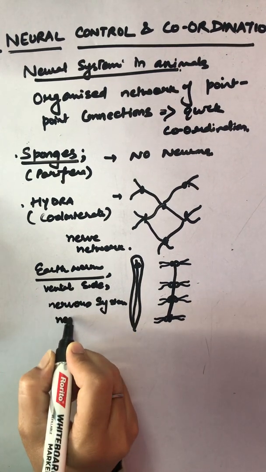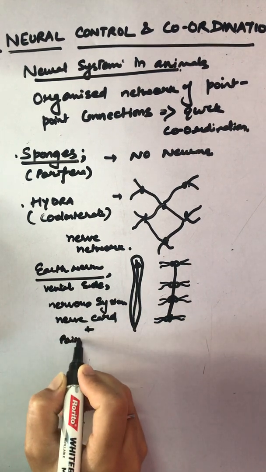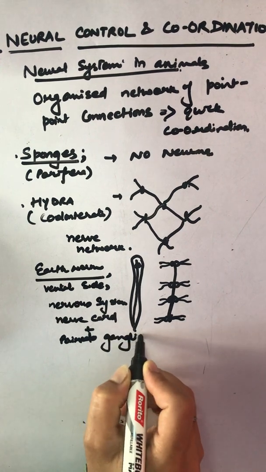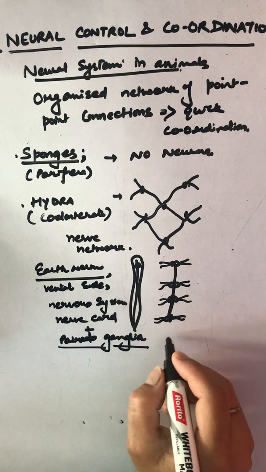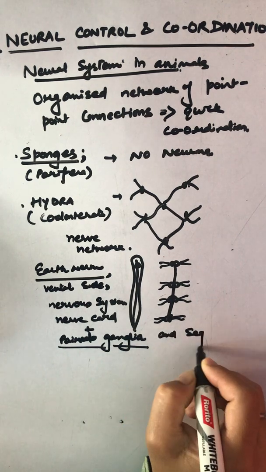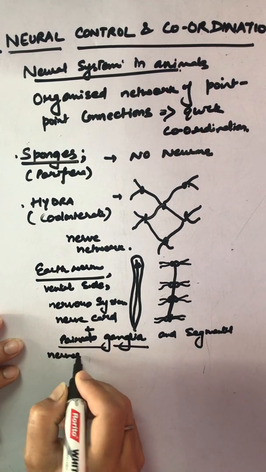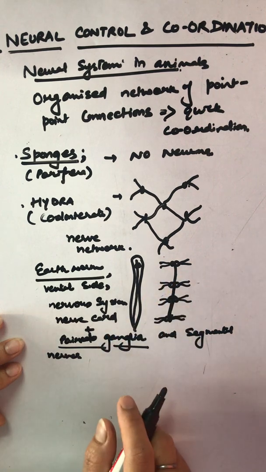the nervous system consists of a nerve cord plus paired ganglia and segmental nerves, which arise from the segmental ganglia. Clear?